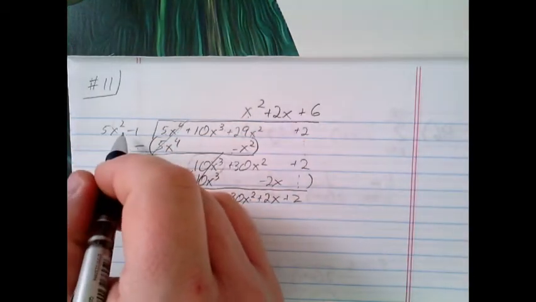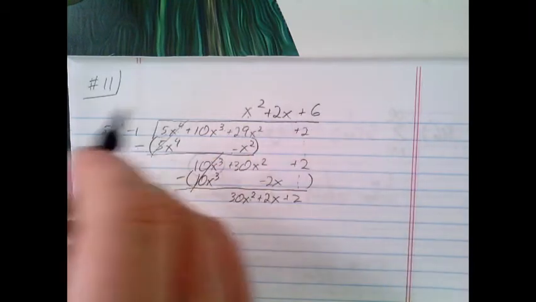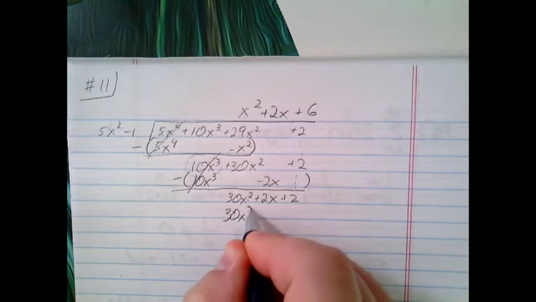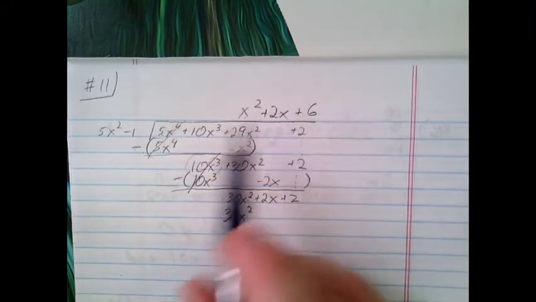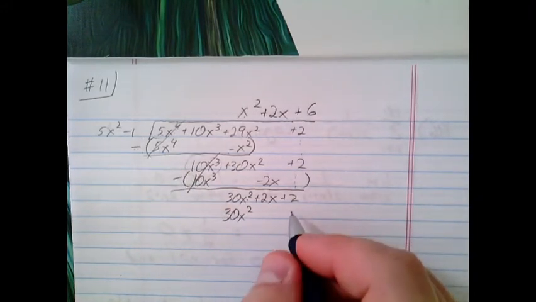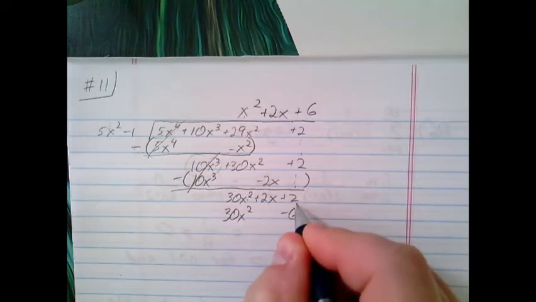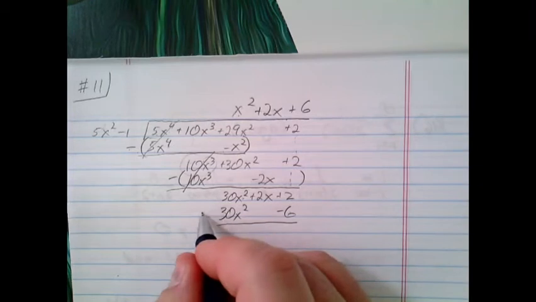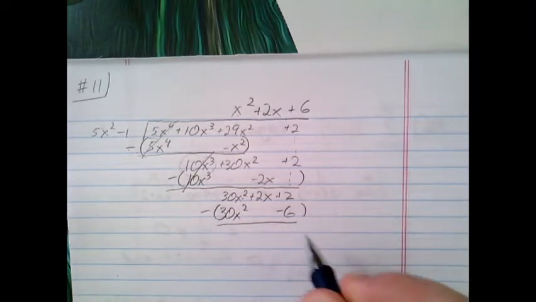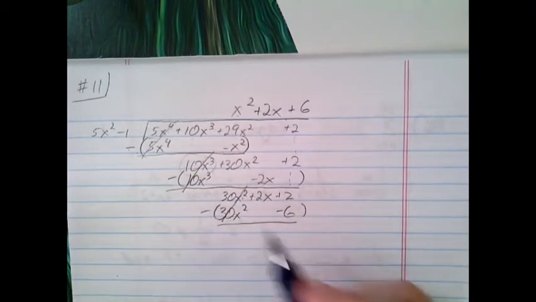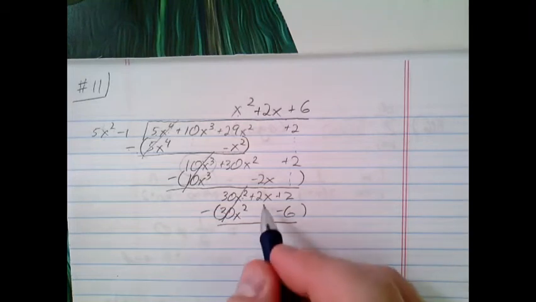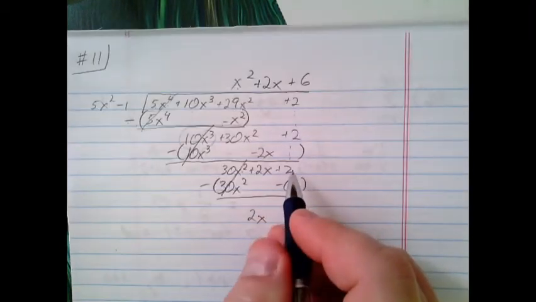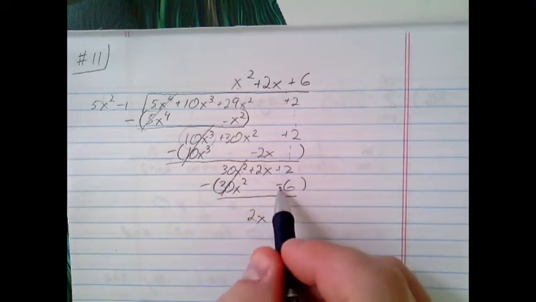Now I multiply the 6 back through the divisor. 6 times 5x squared gives me my 30x squared back. 6 times minus 1 gives me a negative 6. I'll line that up under the other constant term. Okay, one more time I'll need to subtract. 30x squared minus 30x squared cancels. The 2x comes down. And then I have 2 minus negative 6.